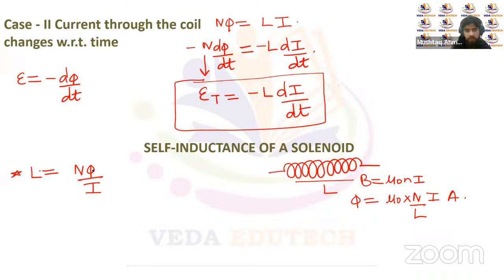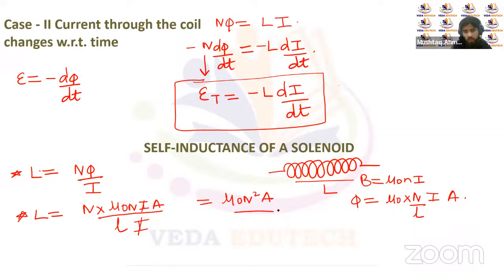Now replacing this phi in the equation, we get the coefficient of self-inductance L as N times phi, where phi is mu naught N I A, upon the length of the conductor. We can replace this length by small l to differentiate it. Now this current I and I will cancel, and we'll be left with mu naught N square A upon l.